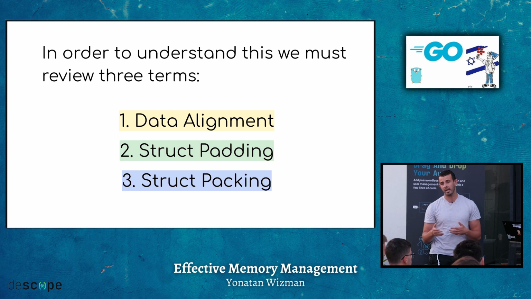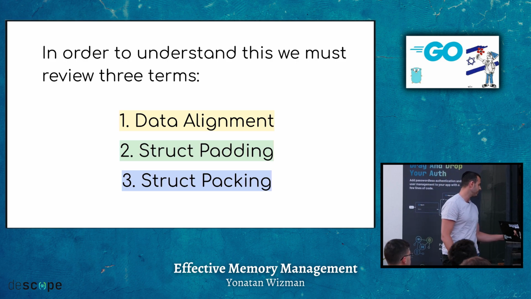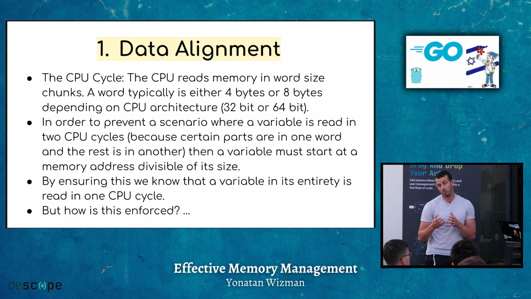So in order to understand, I'm going to be talking about 3 concepts: data alignment, struct padding, and struct packing. So let's dive in. The concept of data alignment is as follows; first let's talk about the problem. The CPU wants to be able to read data or a variable in its entirety in one CPU cycle.